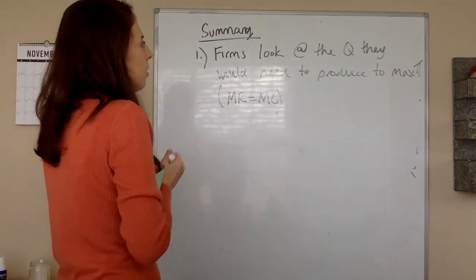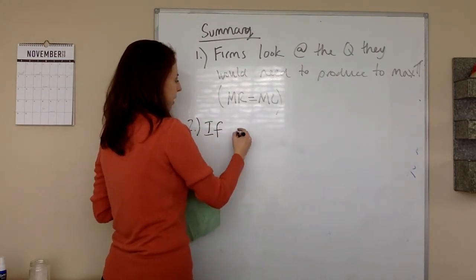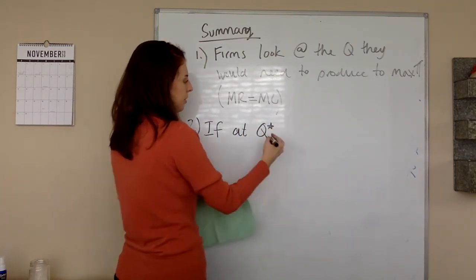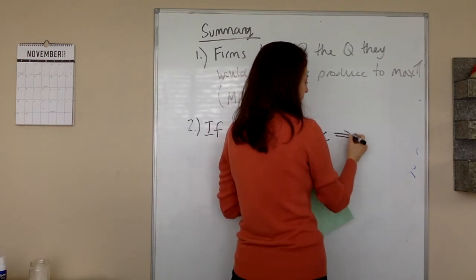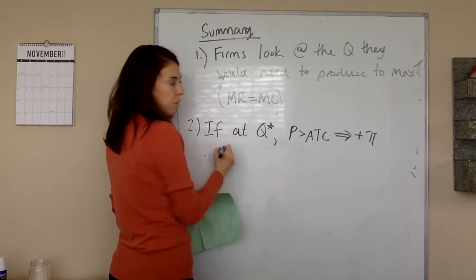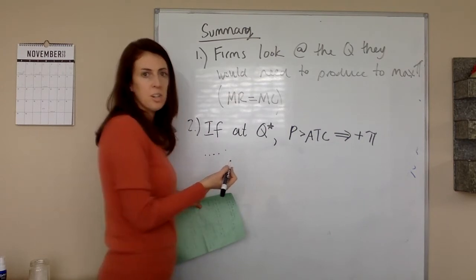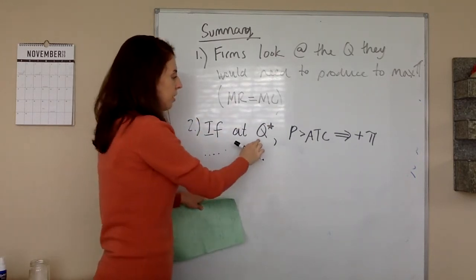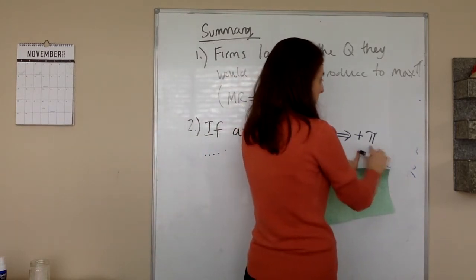Okay. I'm going to call this Q star. So if at the quantity where they're maximizing their profit, the price is greater than the average total cost, then they're earning a positive profit. If they're making a positive profit, then some new suppliers are going to enter the market, because people are going to say, hey, there's money to be made in that market, we're going to join. So if at the profit maximizing quantity, the price is greater than the average total cost, there's going to be positive profit for the firm.